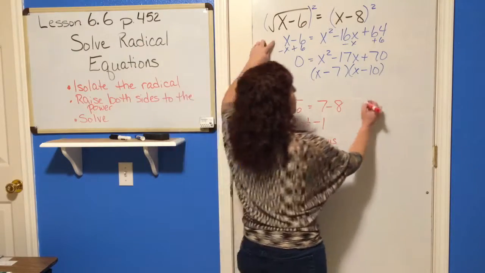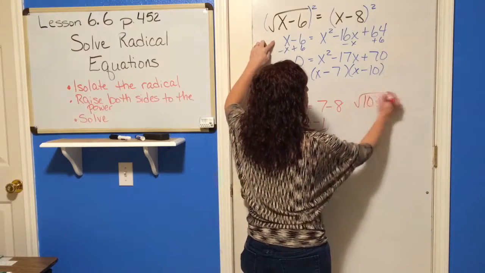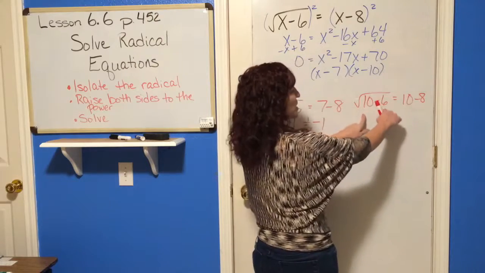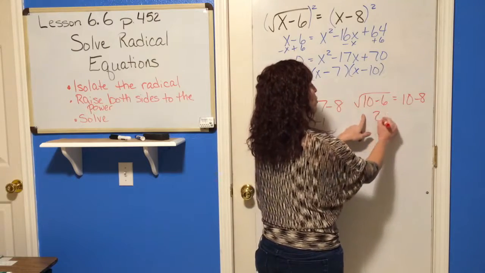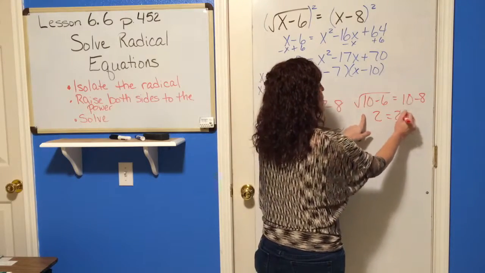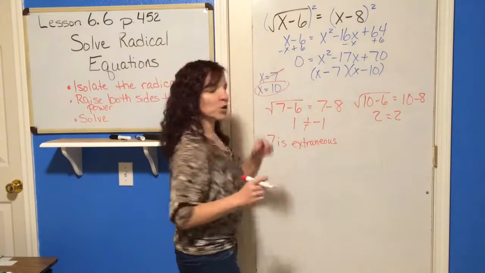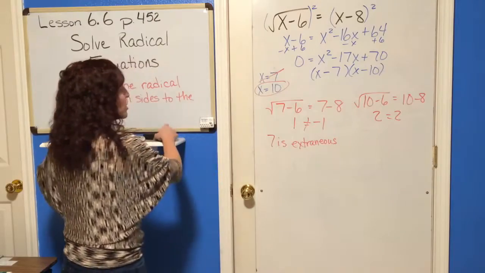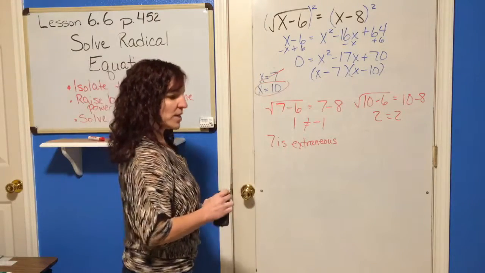Now we check 10. The square root of 10 minus 6 equals 10 minus 8. 10 minus 6 is 4, and the square root of 4 is 2. 10 minus 8 is 2, so 10 is our solution. All right, so just make sure to put your solutions back in and check for any extraneous solutions.